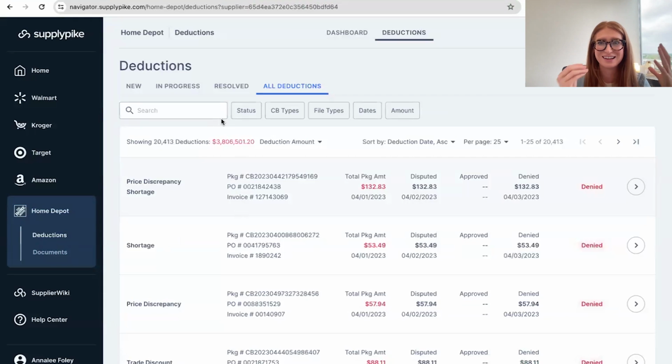I know that's kind of a weird thing to say when we're talking about deductions, but really we're all about driving recovery and driving efficiencies. So really excited to get this in the hands of users and learn more about Home Depot and learn more from how users are interacting as well.